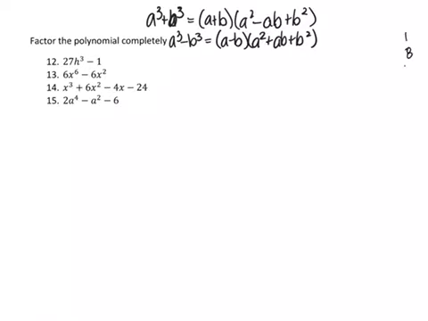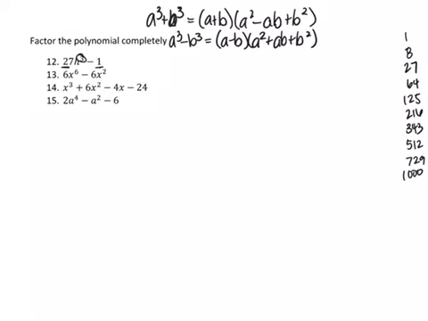1, 8, 27, 64, 125, 216, 343, 512, 729, and 1,000. You're expected to know those and recognize cubic, cubic, cubic. That's the only time you can use the cube pattern, when you have a sum or difference of cubes. And you should be recognizing your perfect squares as well.